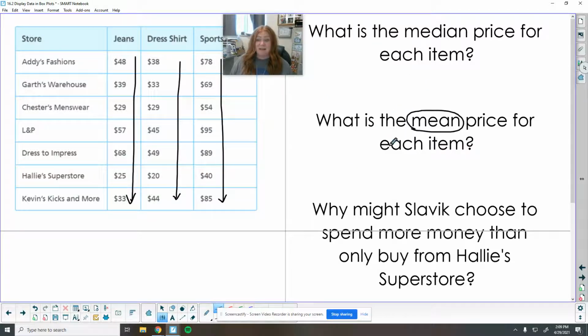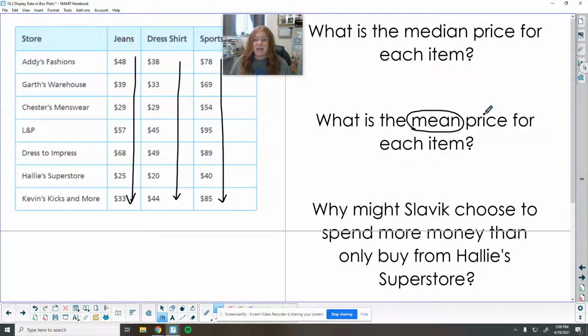So you're going to find the median, find the mean, and then you're going to think about why Slavic chose to spend more money. Why might Slavic choose to spend more money than only buy from Haley's Superstore? If he goes to Haley's, right, he doesn't spend a ton of money, but maybe those aren't going to be the best quality. Maybe they're not in style. Maybe he just doesn't like them. And so sometimes it could be worth it to spend a little more money to get a better quality. Maybe Haley's Superstore is kind of far away from his house, not very convenient to him. So yeah, there can be a lot of different reasons why we spend more money than other times.